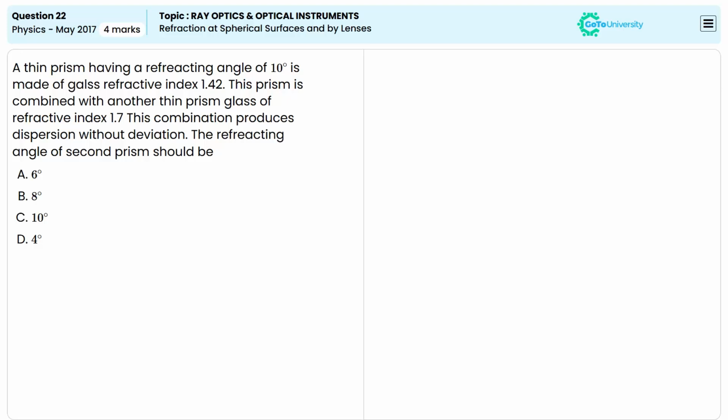Two prisms having different refractive indices are joined together. What will be the value of the refracting angle of the second prism if they are producing dispersion without deviation? It's known that for dispersion without deviation, the net deviation by the two prisms must be 0. Or else we can say δ1 + δ2 will be equal to 0.